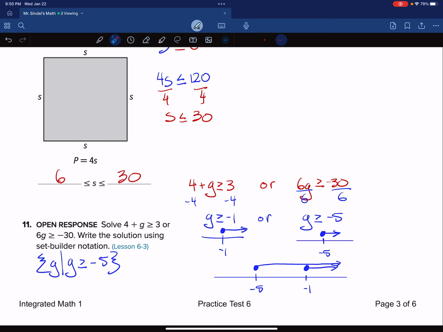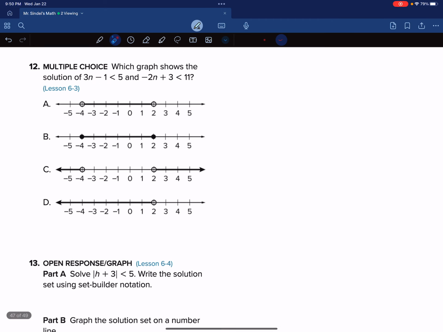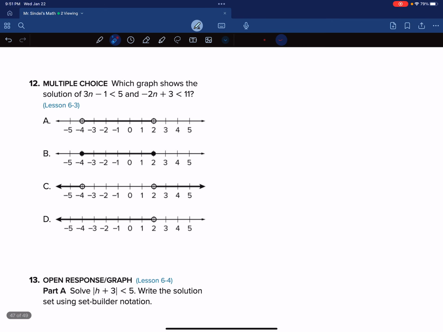Excellent. And then moving on to another problem. Almost done. How many? Oh, we're getting close. There's 18 problems here. Number 12. Which graph shows the solution set of this one and that one? So we're combining these with the word and. Let's rewrite this. 3n minus 1 is less than 5, and negative 2n plus 3 is less than 11.